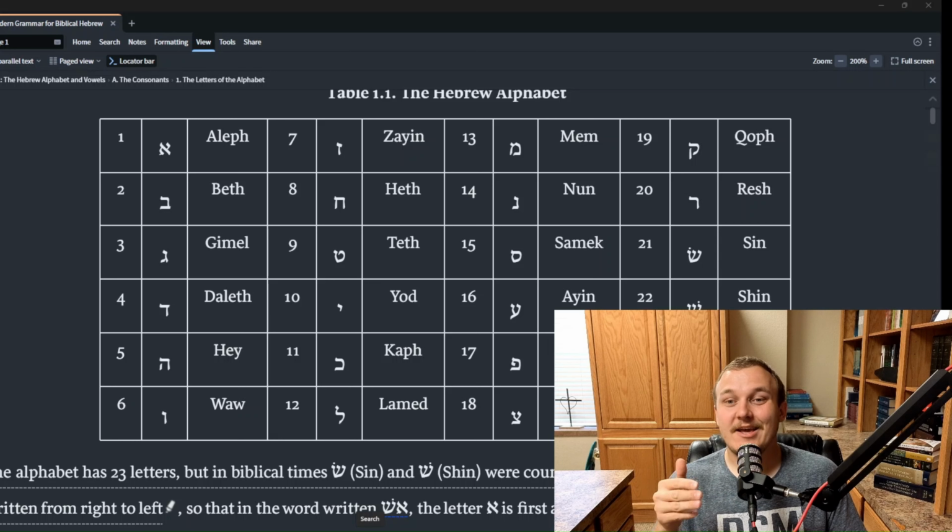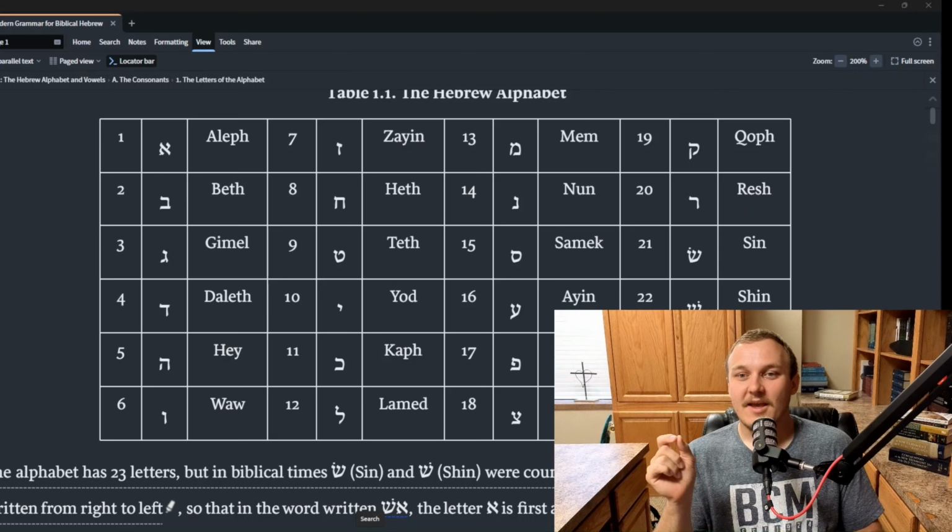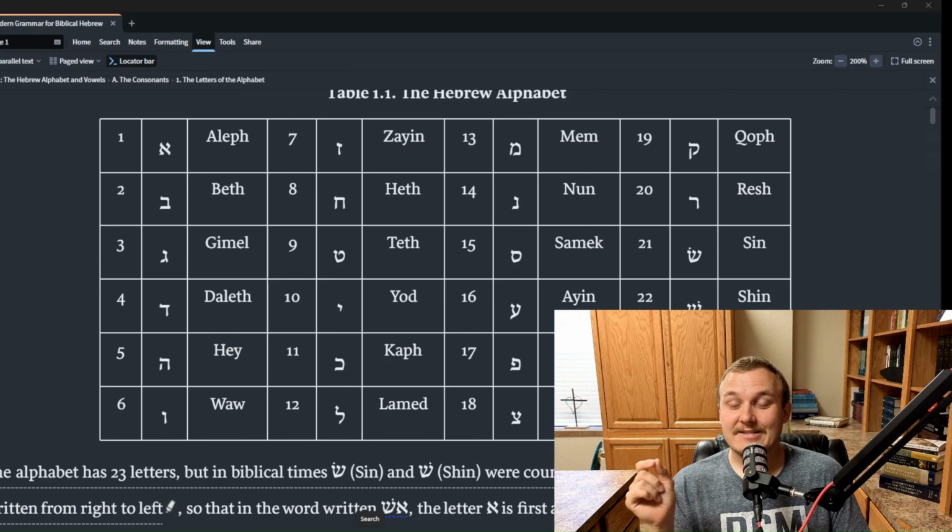Then I would actually take a Hebrew Old Testament and start skimming it. I would skim it right to left because I knew that's how Hebrew is written. I would say Aleph and look for it. I'm like, there's an Aleph. Then I skim it. Where's a Beth? There's a Beth. Okay, Gimel. Where's a Gimel? And I would just look for those letters as I skimmed it.